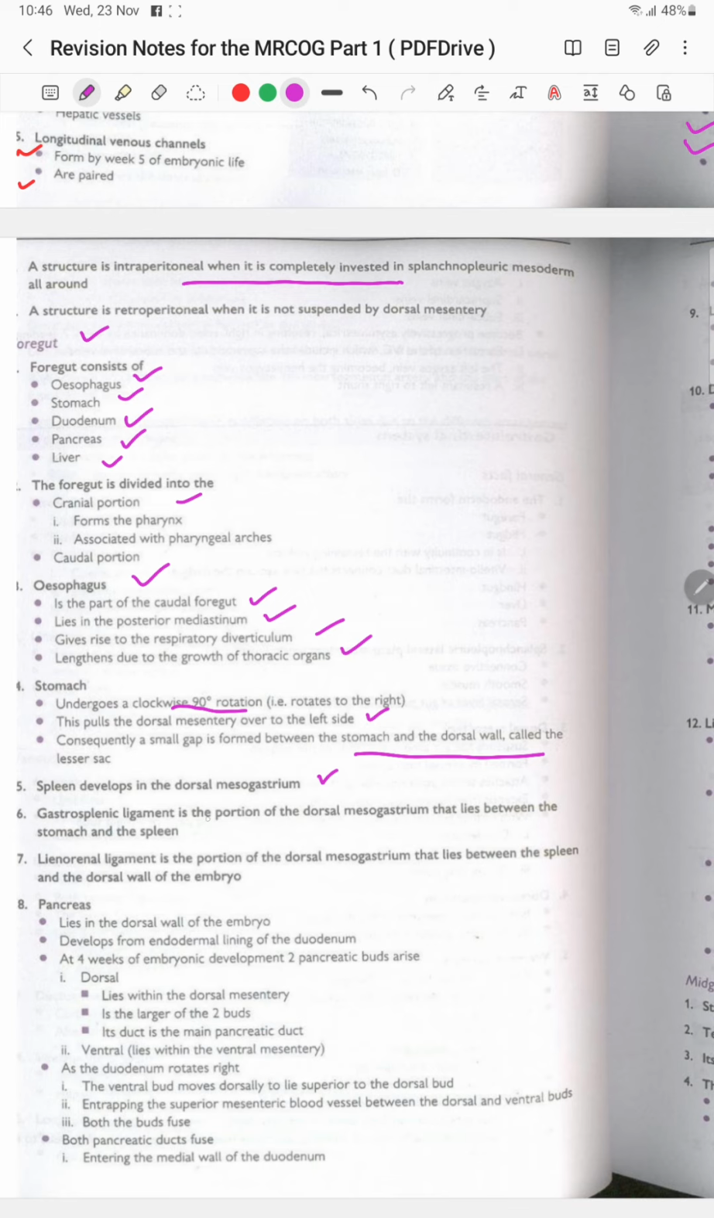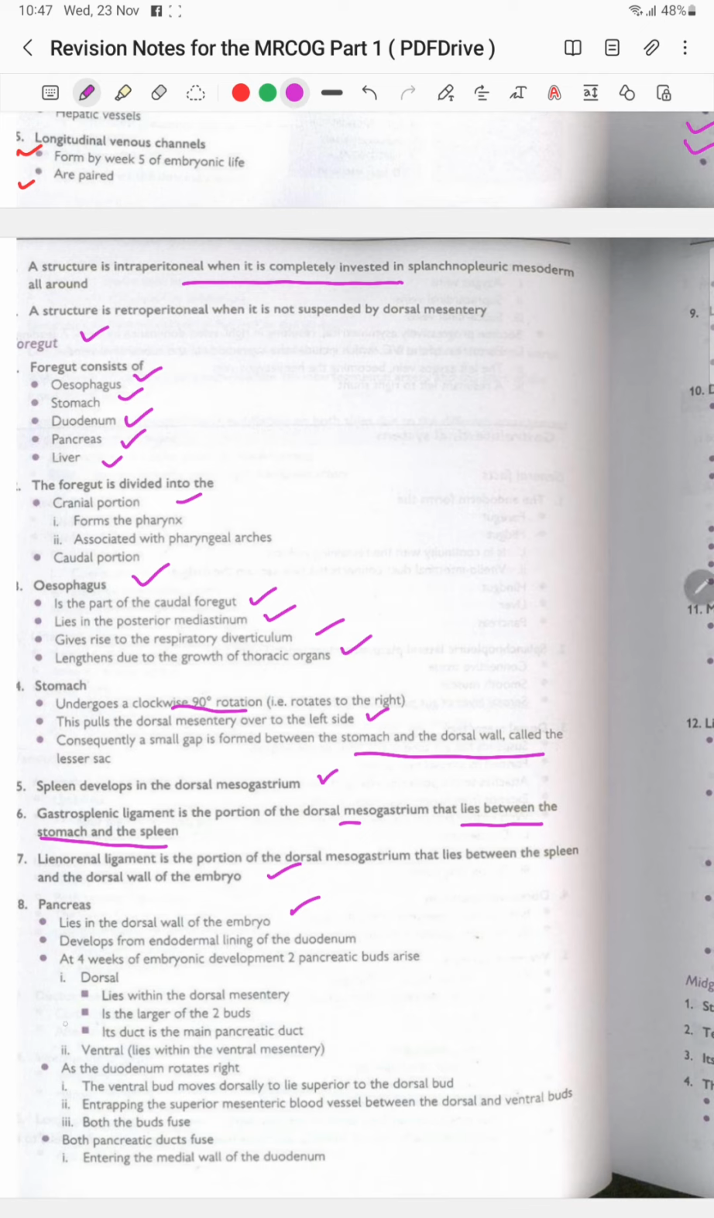The gastrosplenic ligament is the portion of the dorsal mesogastrium that lies between the stomach and the spleen, and the splenorenal ligament is the portion of the dorsal mesogastrium that lies between the spleen and the dorsal wall of the embryo. The pancreas lies in the dorsal wall of the embryo and develops from the endodermal lining of the duodenum. At about 4 weeks of embryonic development, 2 pancreatic buds arise. The dorsal bud lies within the dorsal mesentery and is the larger of the 2 buds, and its duct is the main pancreatic duct.